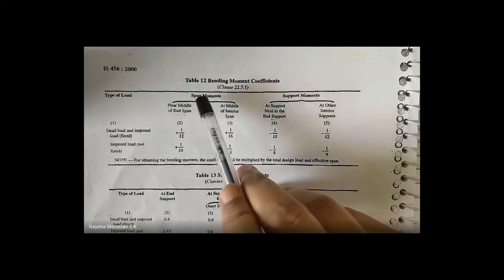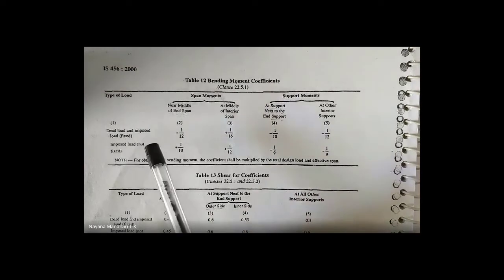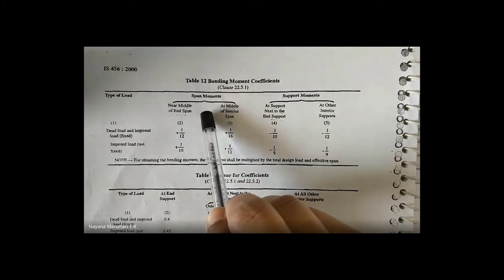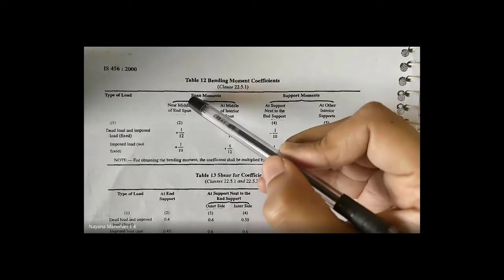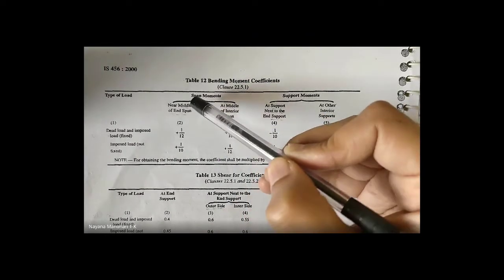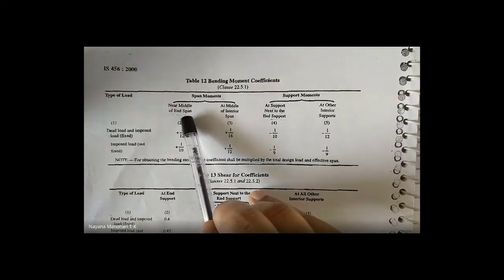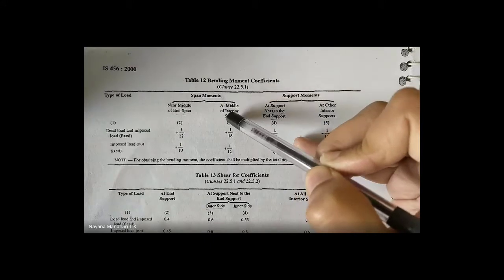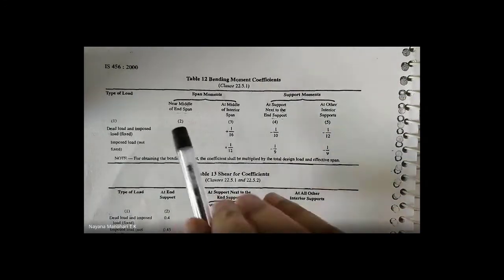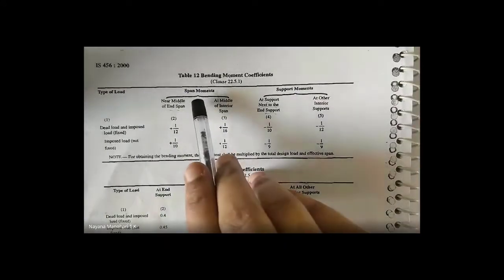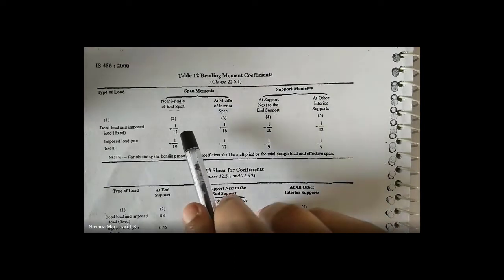You need to understand what the span moment and the support moment are. I will show you now. Next, in the span moment, there are two criteria you need to consider. First one is near middle of end span. Middle is nothing but center. Near center of end span, at center of interior span. Middle or center, both are the same. I will show you next by writing that figure, that is, what the span and the support moment are, and at which point we need to consider.